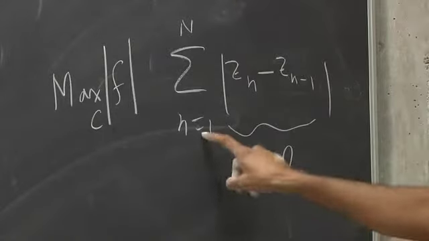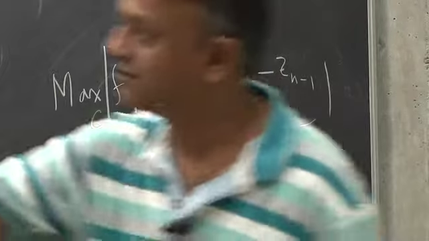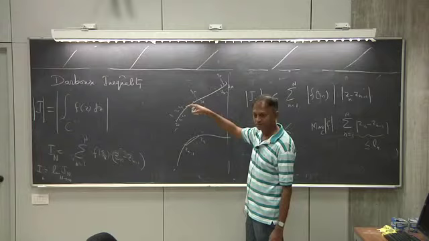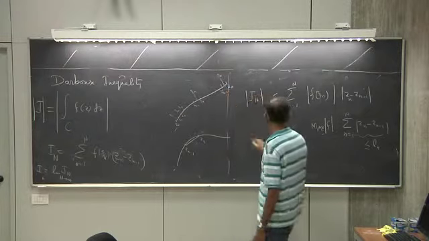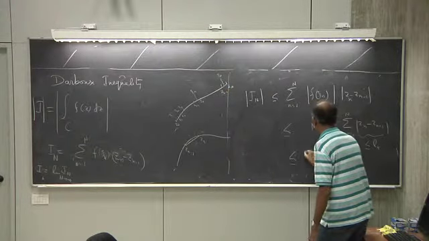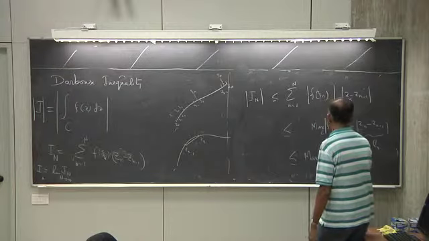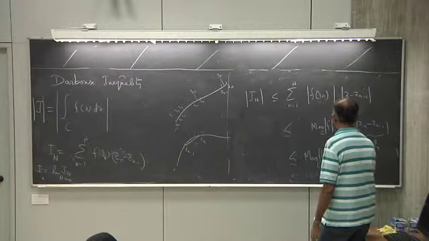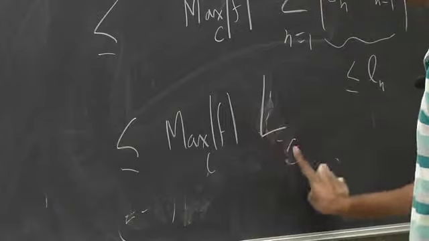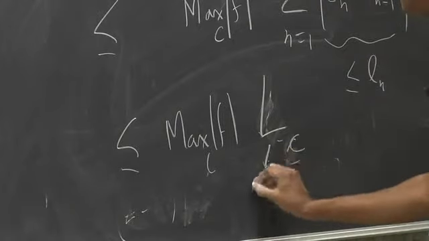And then when I sum from n equals 1 to N, it is just the total length of the arc, the total length of this curve. So this is going to be less than or equal to the maximum of f on that contour times the length of the contour. Let's call it L, the length of the contour.